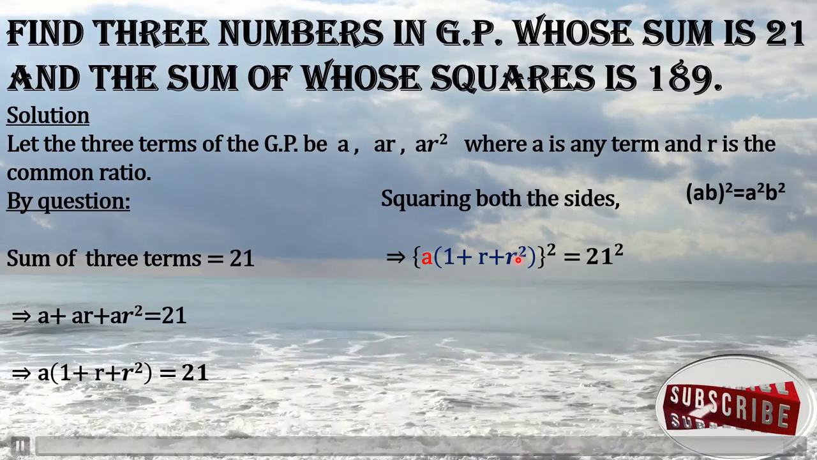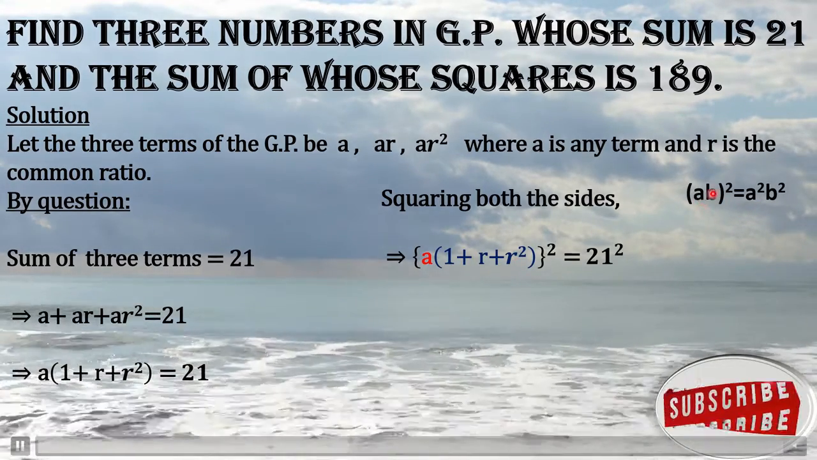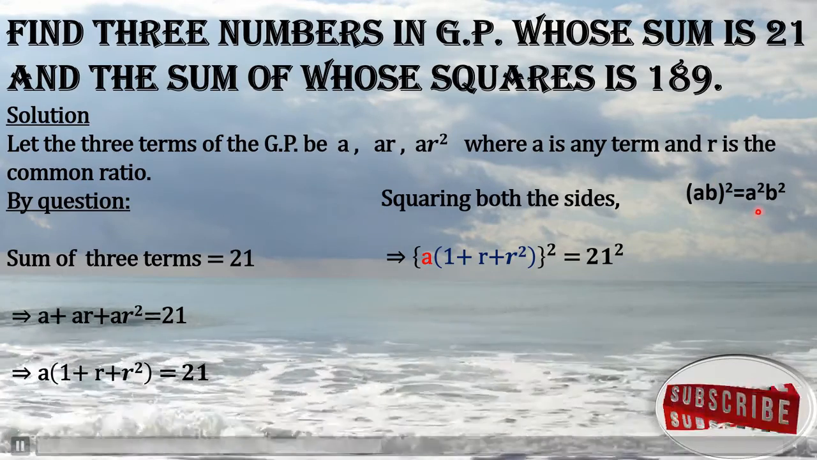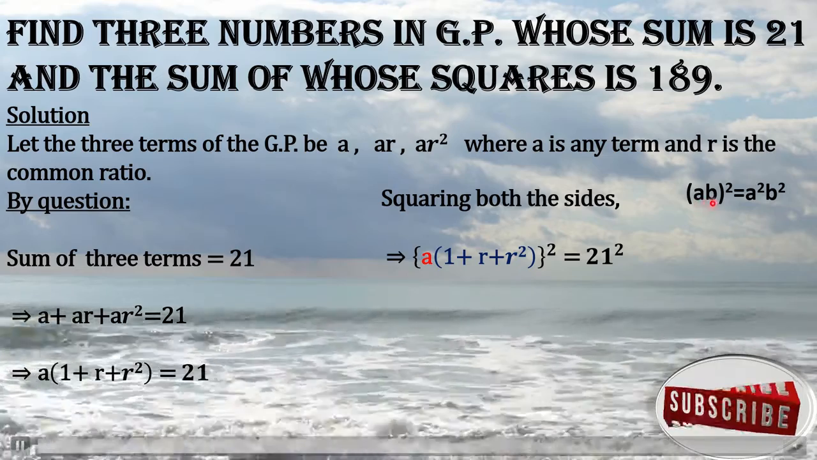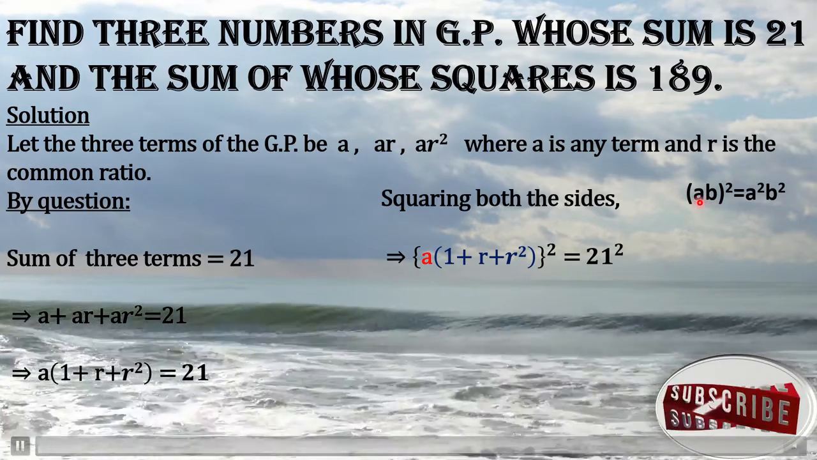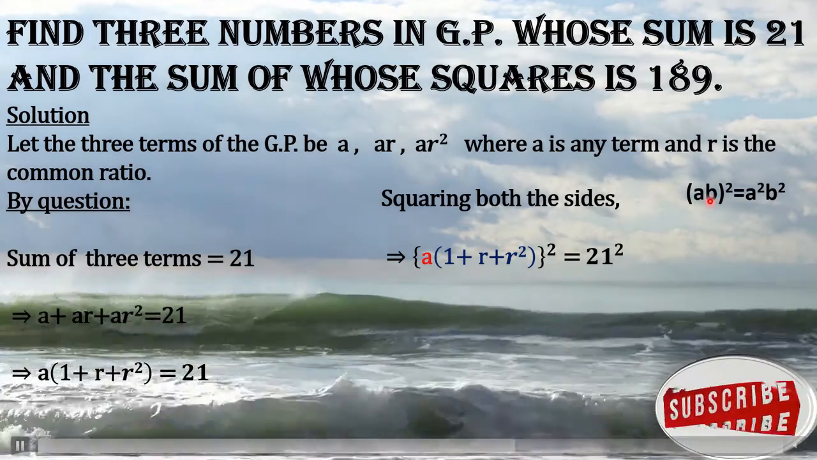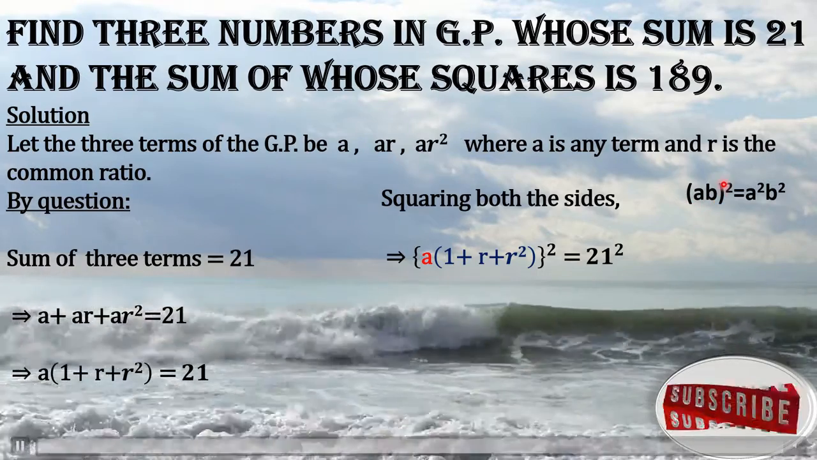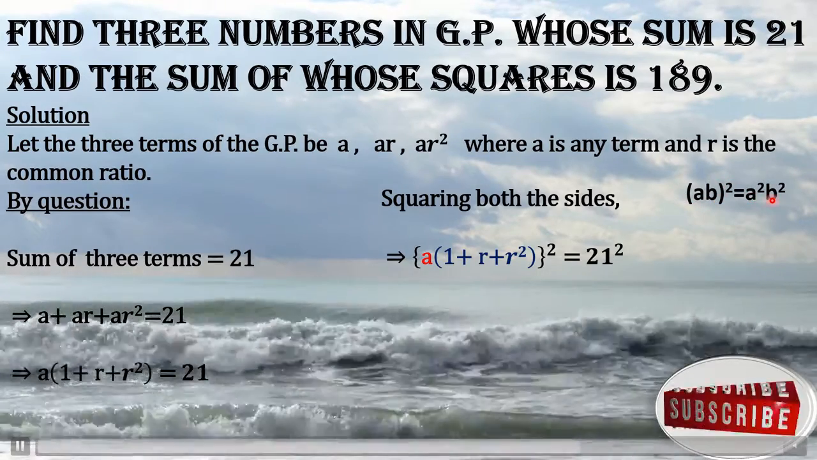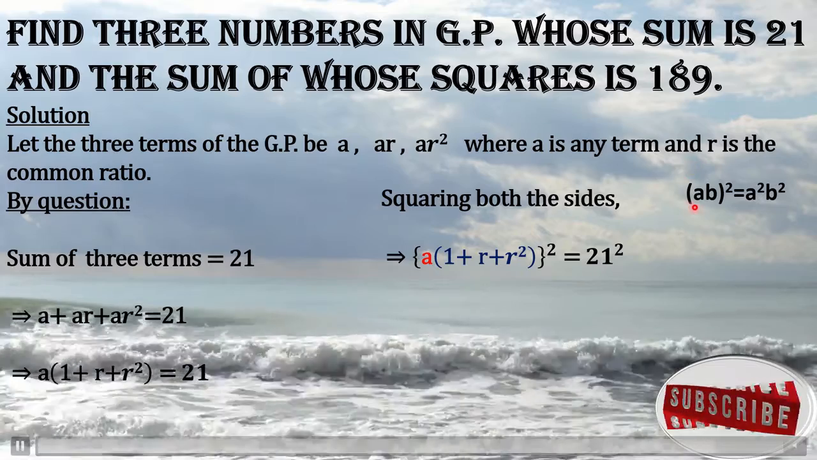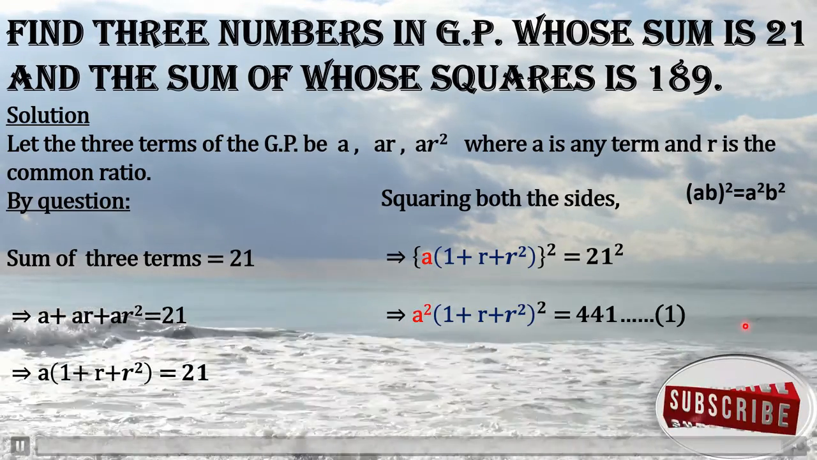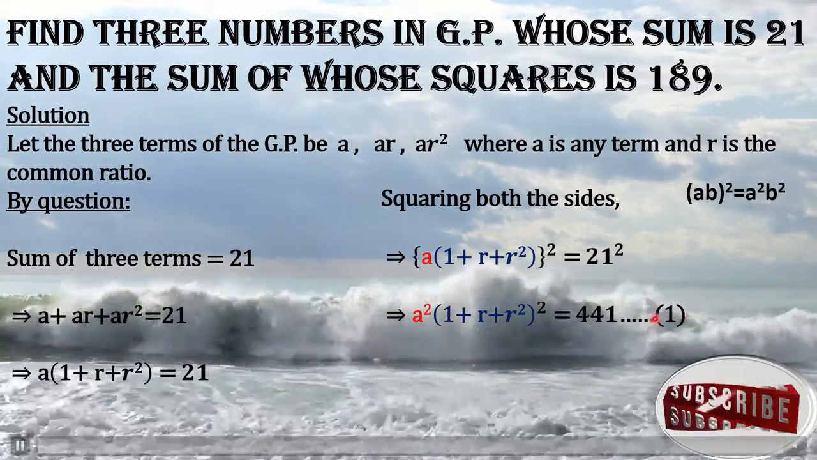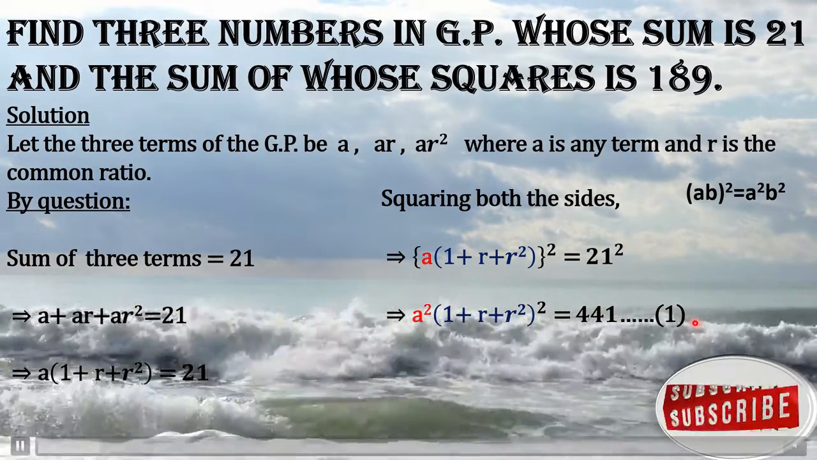Isn't that so? Because we have learned that ab whole square is equal to a square b square. The square gets distributed over the terms which are connected by the sign of multiplication. So ab whole square is equal to a square b square. This concept will be applied over here to get this line. Now it is supposed as equation 1.